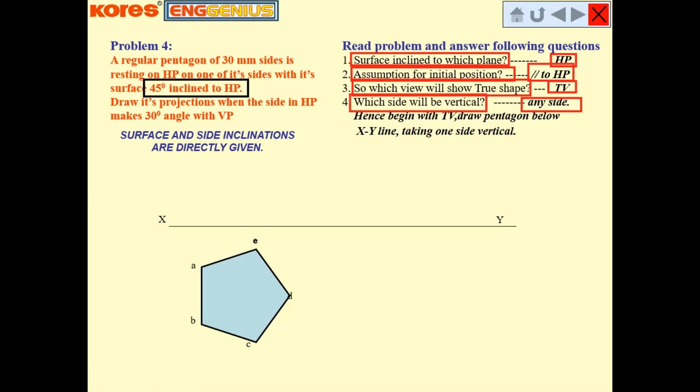Taking the projection on the XY line like this. And let us refer to this because the 30 mm side is resting on HP. So this pentagon is on HP. It is on the horizontal plane. So in the front view, you just see one line which is on the XY line.